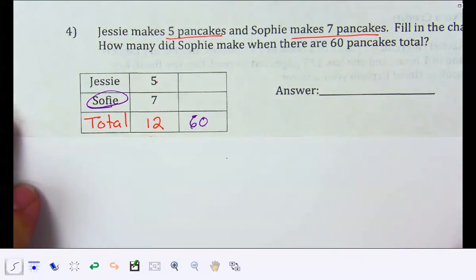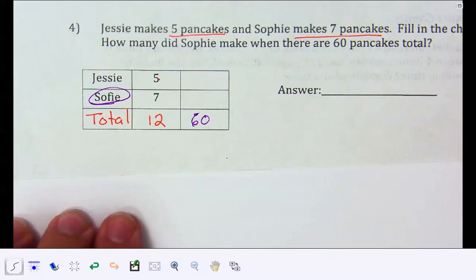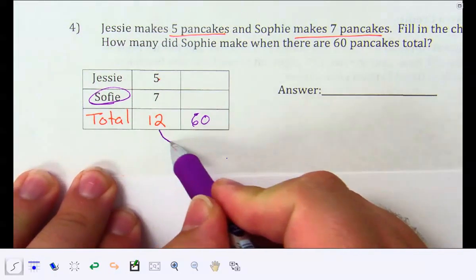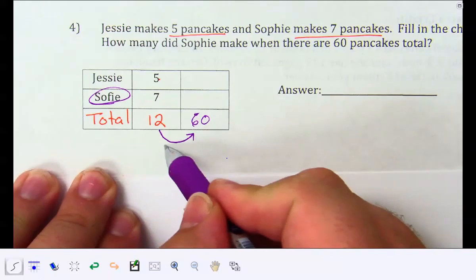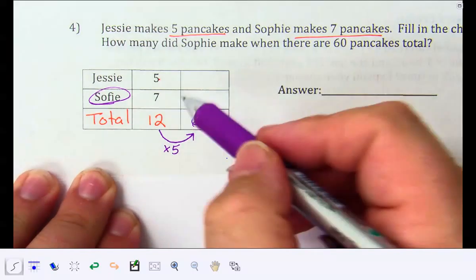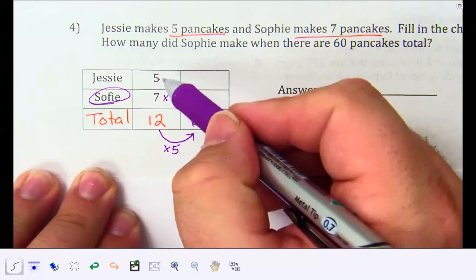To turn a 12 into a 60, I know I have to multiply by 5. So to finish my table, I should just multiply my 7 by 5 and my 5 times 5.